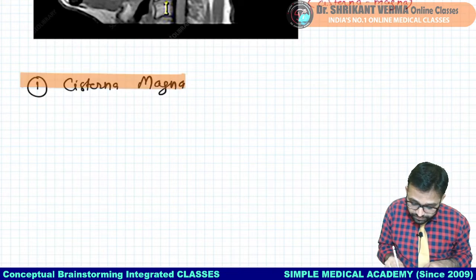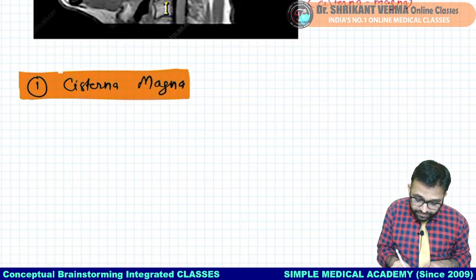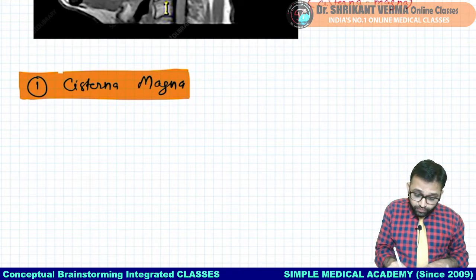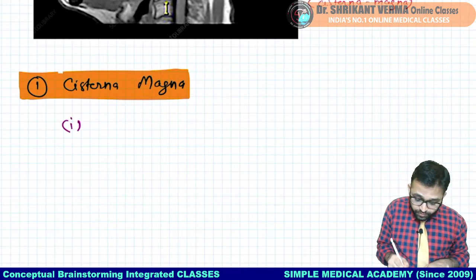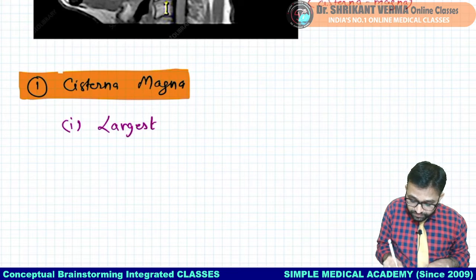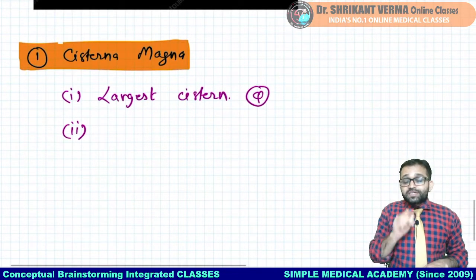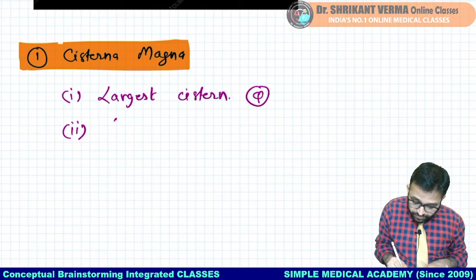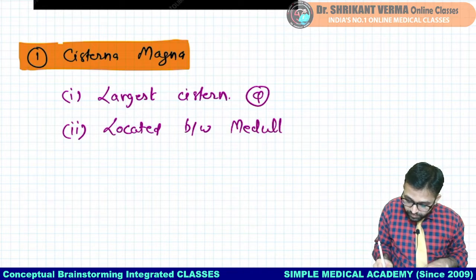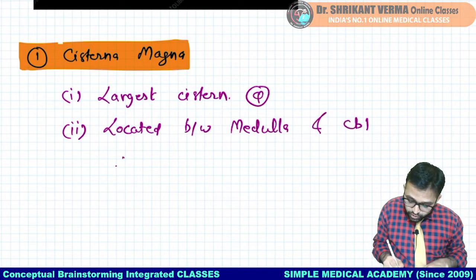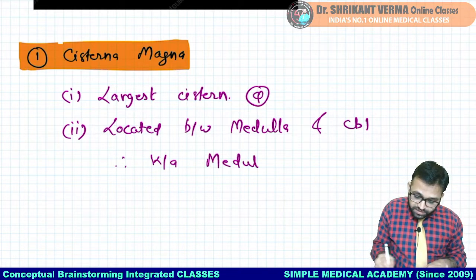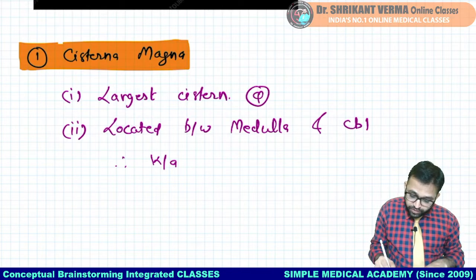So now first we are going to talk about our first cistern, that is cisterna magna. Okay, so what are the different points which you have to remember? First point, it is the largest cistern, MCQ. Second point, it is located between the medulla and the cerebellum, so also known as the cerebellomedullary cistern.